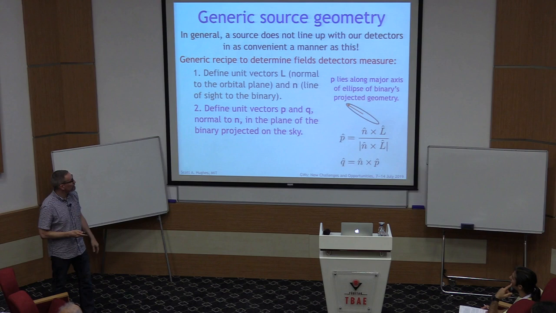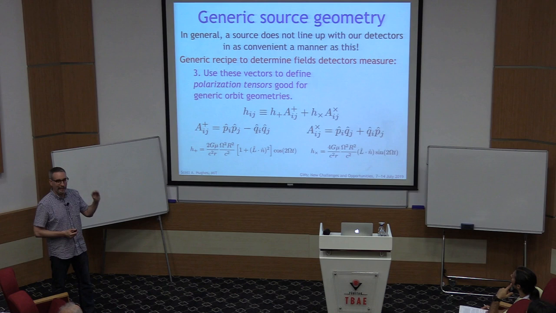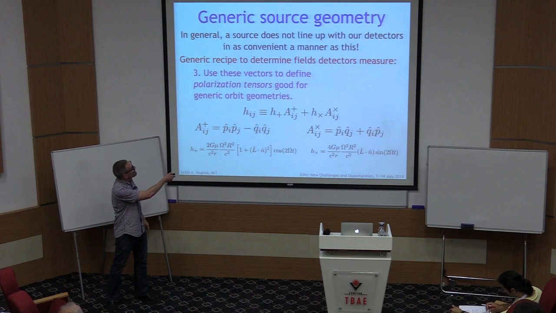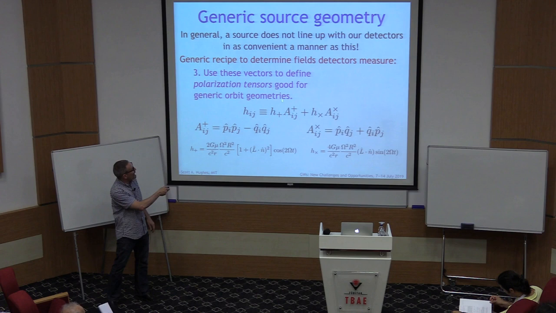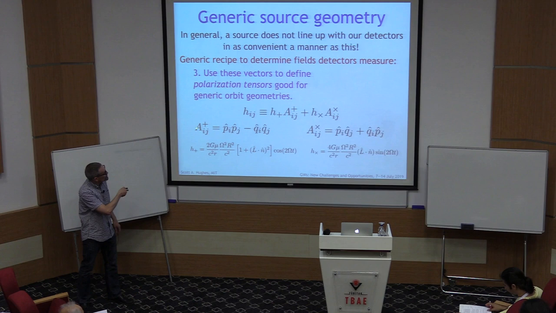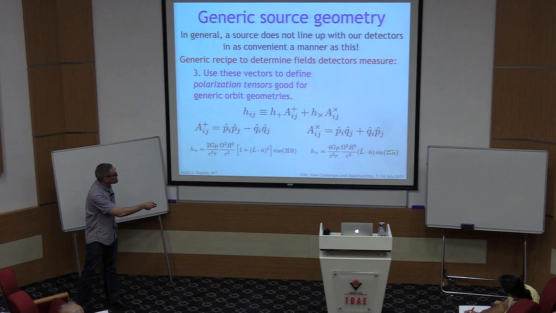Then it doesn't take a lot of work, but it does take a bit, and it's somewhat tedious. It's not terribly difficult to show that your radiation field can, in this general framework, be written in the following way. I have a plus polarization and a cross polarization, and I use those P's and Q's to define a set of basis polarization tensors. Once I've done that, this is the way my waveform looks.